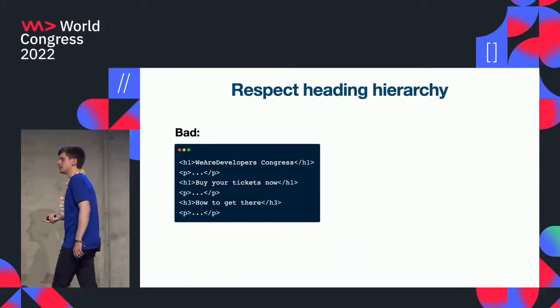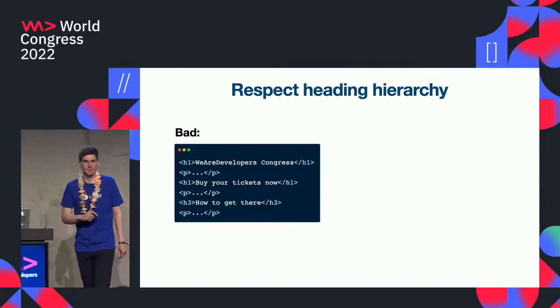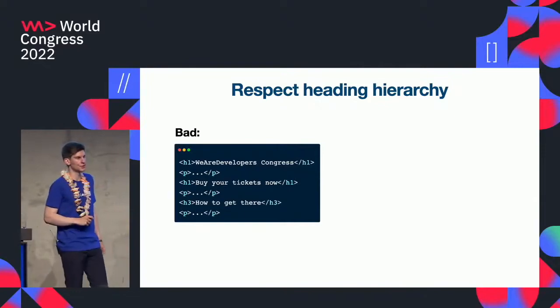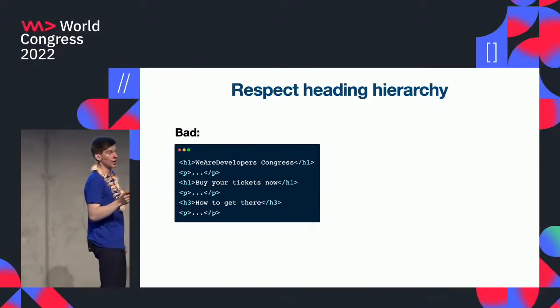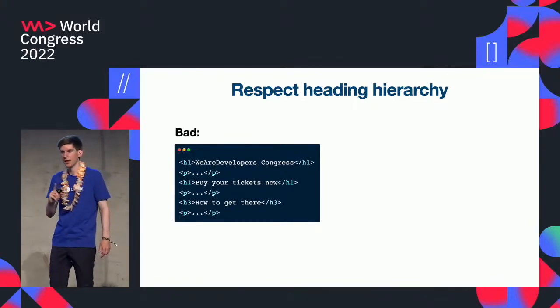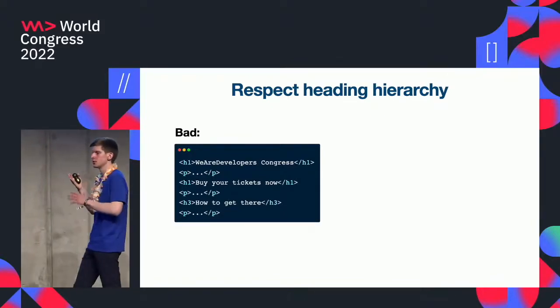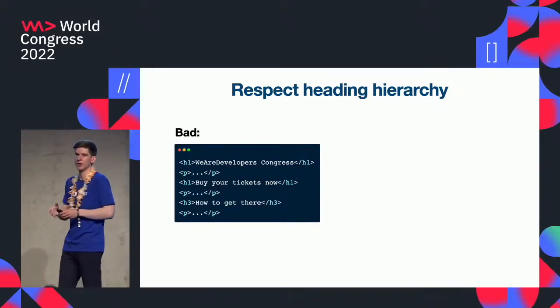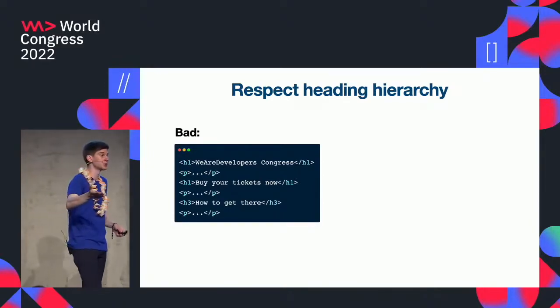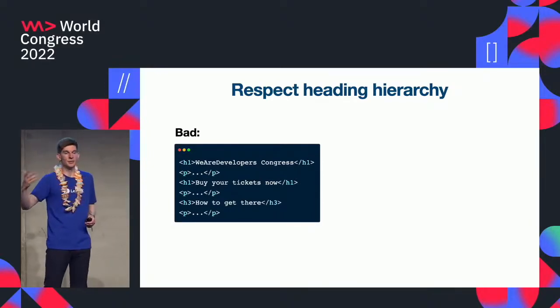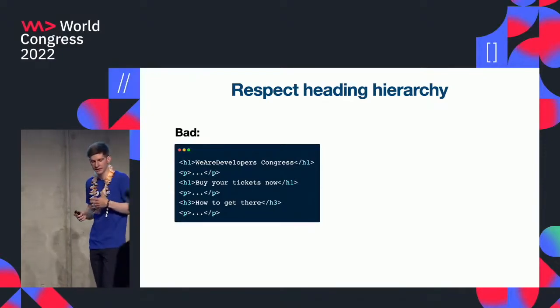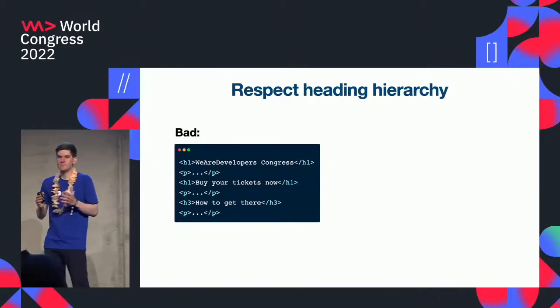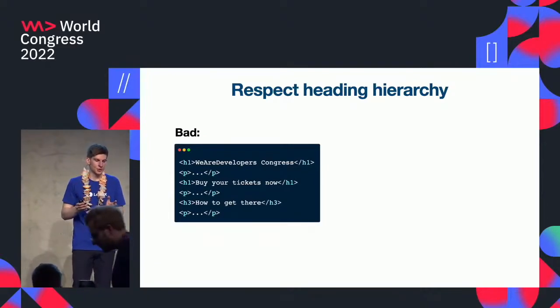Another very important one, respect heading hierarchy. It's often broken, and what you should watch out for here is that every page should only have one H1 element, and you should not break the hierarchies. If you have an H1 that's followed by an H2 that's followed by an H4, then that's bad. Where's the H3? And also give them a good semantic structure.